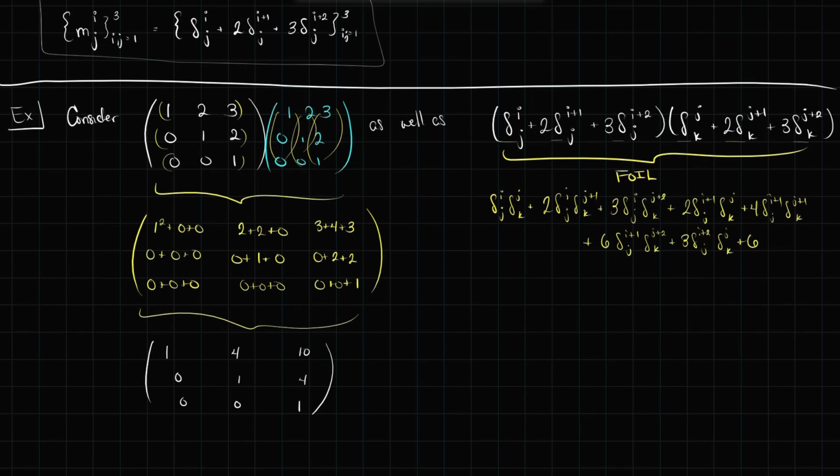Third times the second is going to be 6 delta i plus 2j delta j plus 1k. And the third times the third is going to be 9 delta j i plus 2j delta j plus 2k. Make sure I have 9 terms here: 1, 2, 3, 4, 5, 6, 7, 8, 9. Okay, cool. So we foiled everything out.